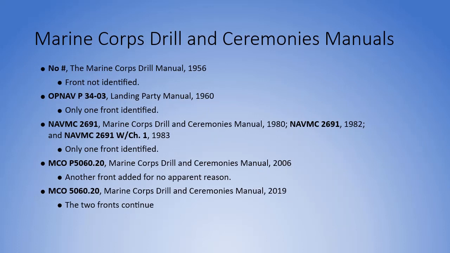Here is a brief history for the Marine Corps Drill and Ceremonies Manual. The first Marine Corps specific drill manual was published by the Training and Test Regiment in 1956. The Navy still published the next edition of the Landing Party Manual to include drill and ceremonies in 1960, and then the NAV MC was published in the early 1980s. Not until 2006, when the Marine Corps order was first published, did the second front of a formation appear.